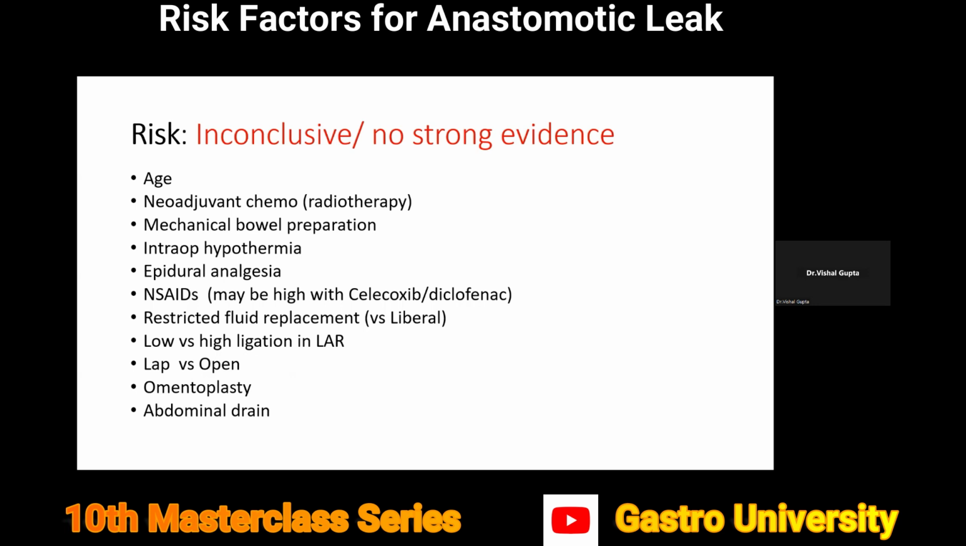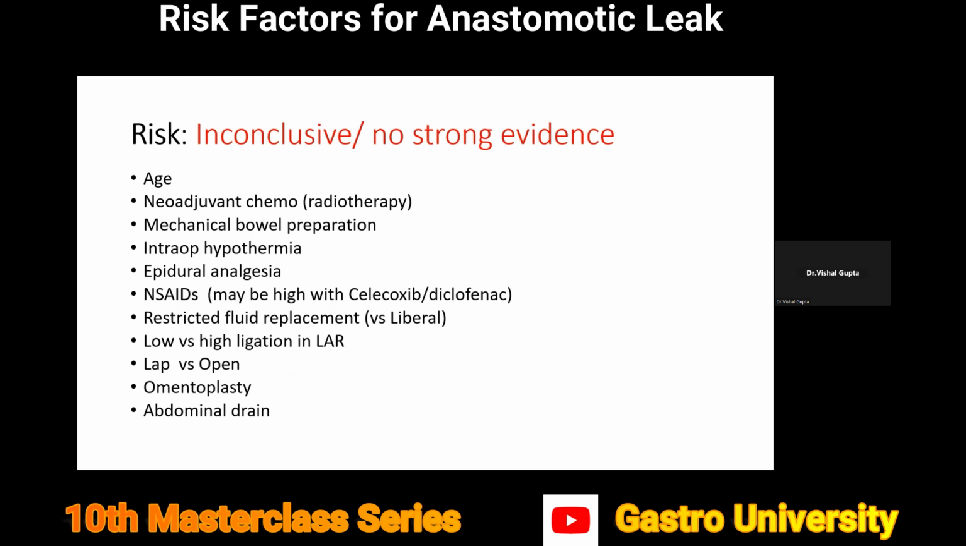Intraoperative hypothermia, theoretically, seems like it is going to increase the risk. That is not so. Epidural analgesia, initially it was thought it would decrease the anastomotic leak by increasing the perfusion at the anastomotic site, but again, there is no concrete evidence. NSAIDs, there is some evidence that diclofenac can increase the anastomotic leak if used in the post-op period. Then there have been studies regarding restricted versus liberal IV fluid replacement in the post-op period. Again, no difference in the leak rate.